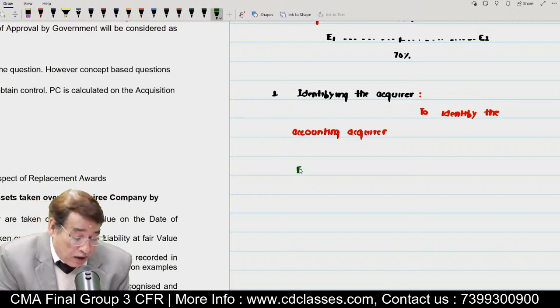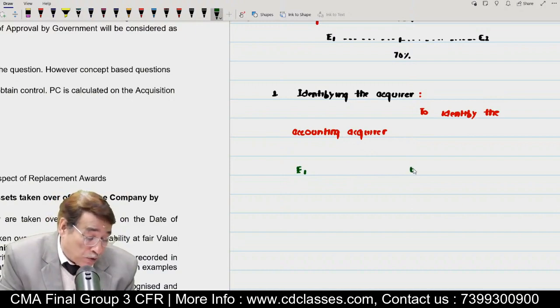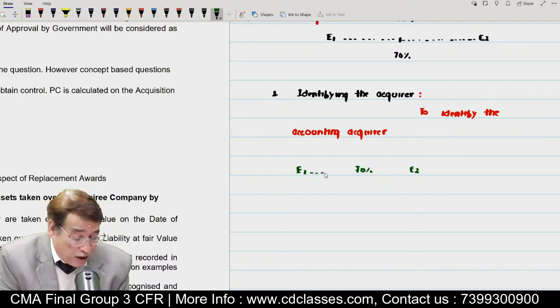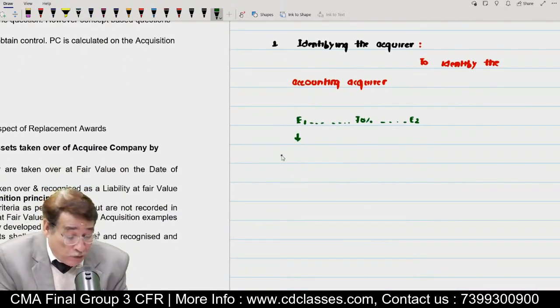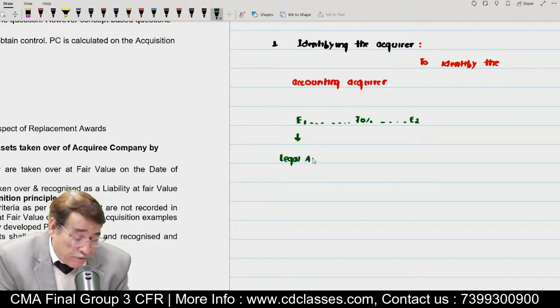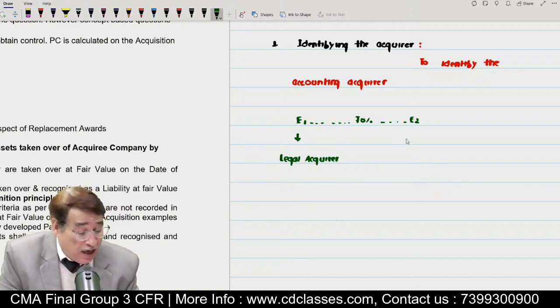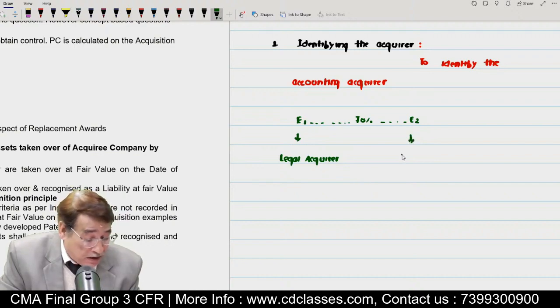When I say E1 has got control of E2 by acquiring 70% stakes, no doubt about that. E1 is the legal acquirer. That means in the eyes of the law, E1 will be considered the legal acquirer. Legal acquirer means from the perspective of the law, E1 will be considered legally as the acquirer company, while E2 will be considered the legal acquiree. No doubt about that.